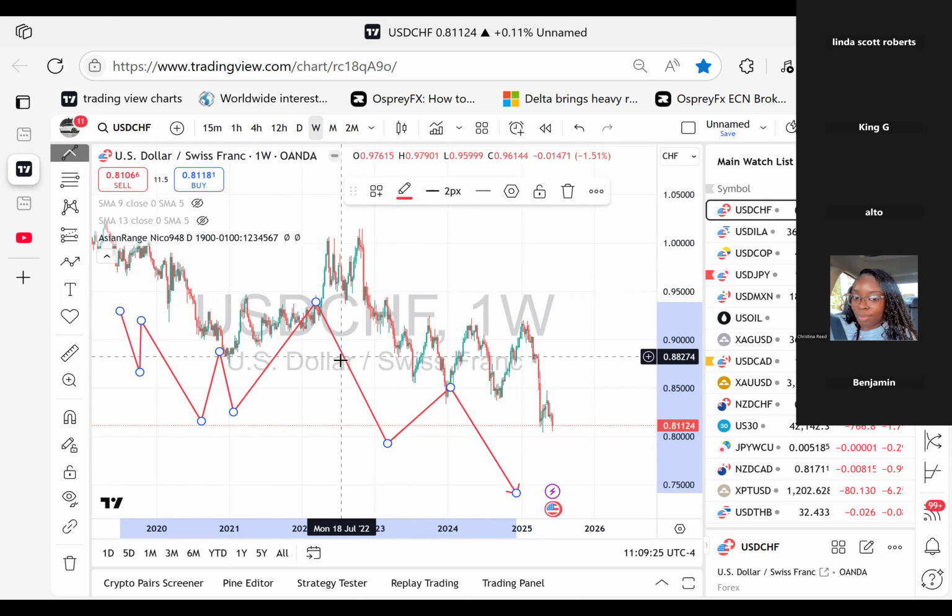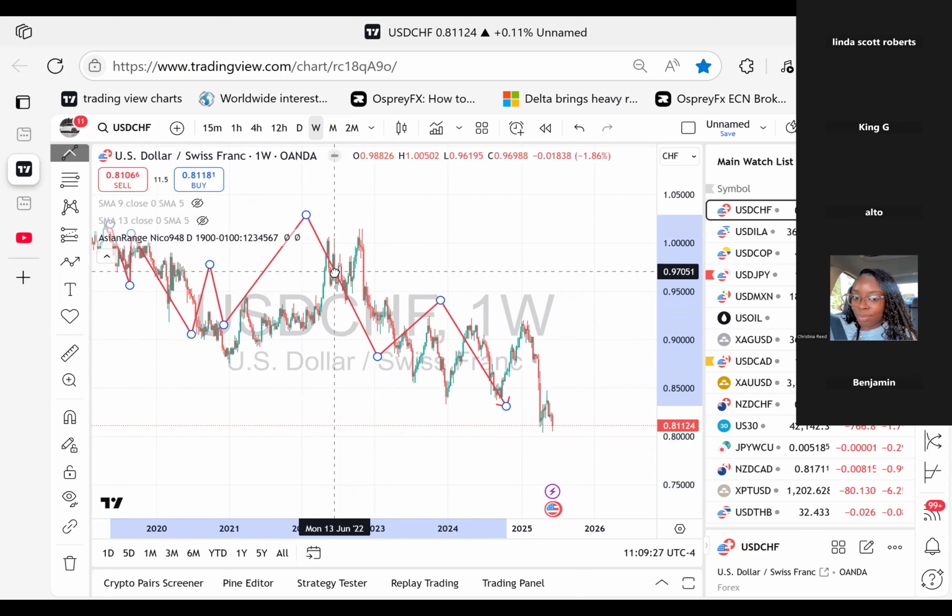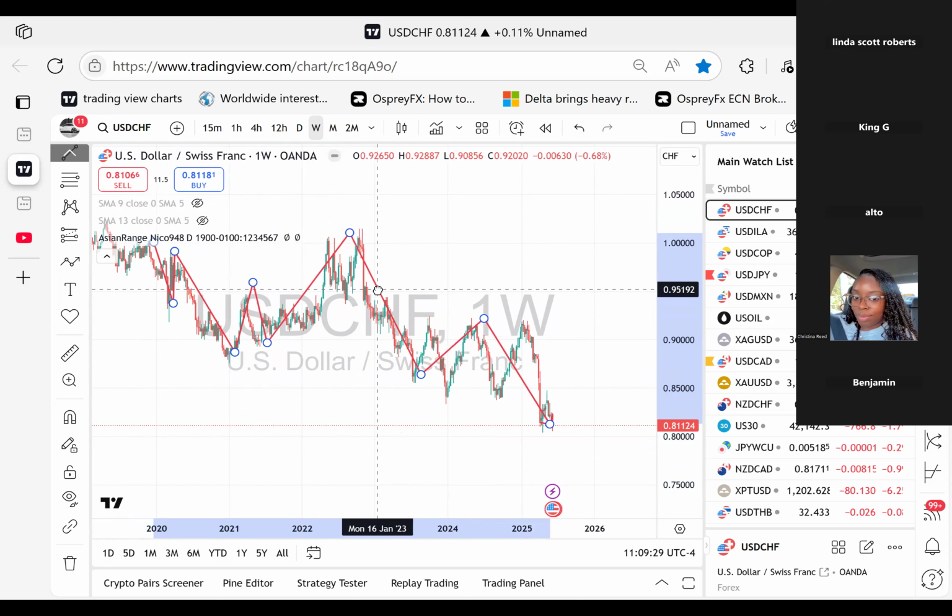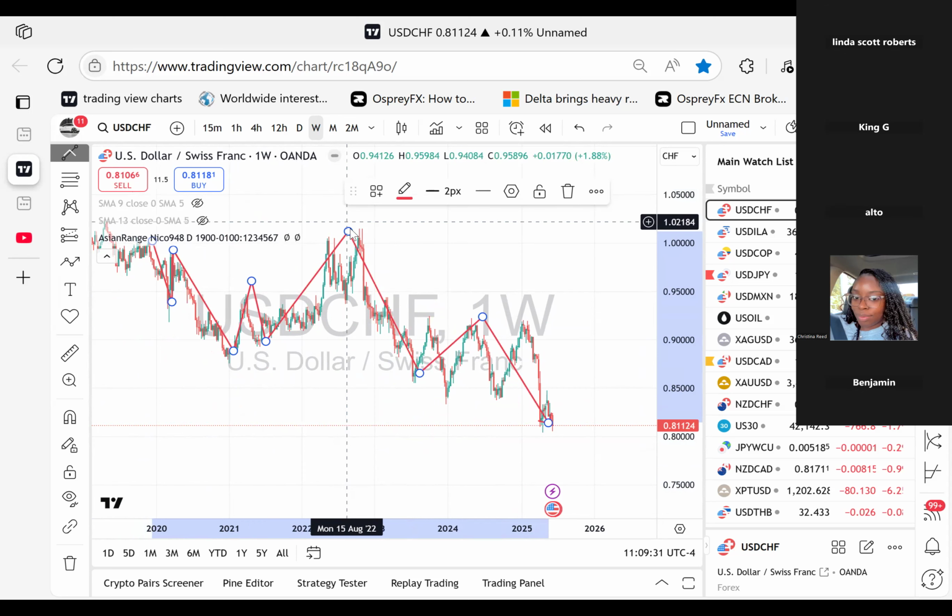So what I would say from this particular chart piece on my page is that the market is in a downtrend. Does everybody see that? Yes. Okay, this is very important.